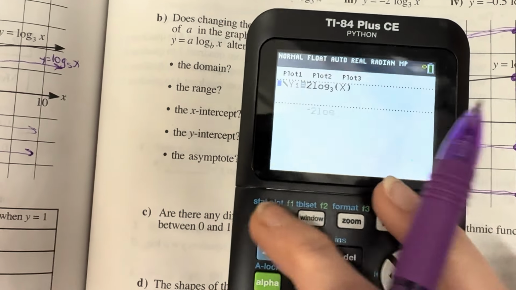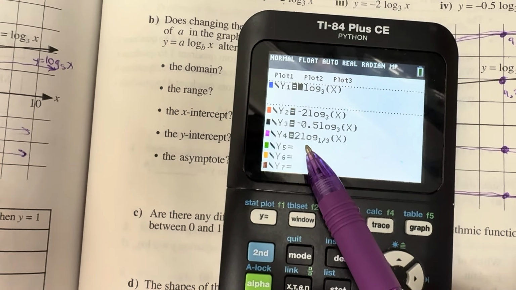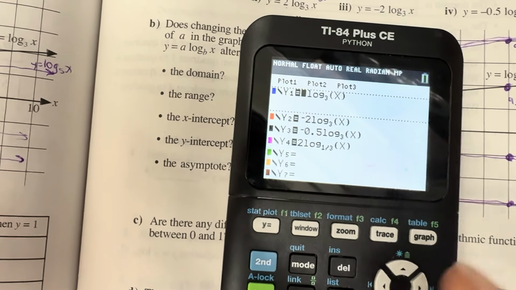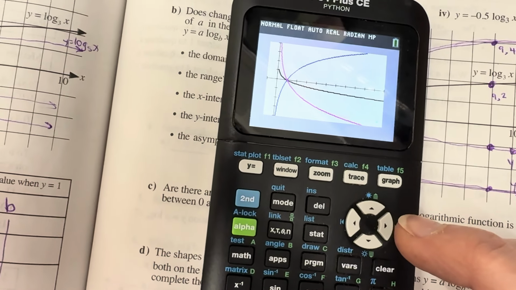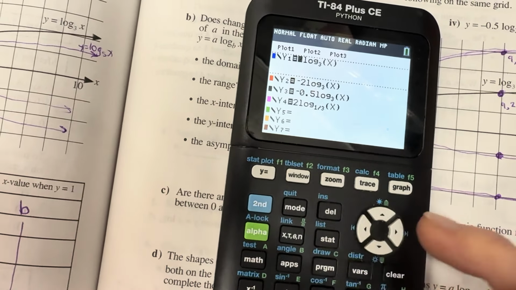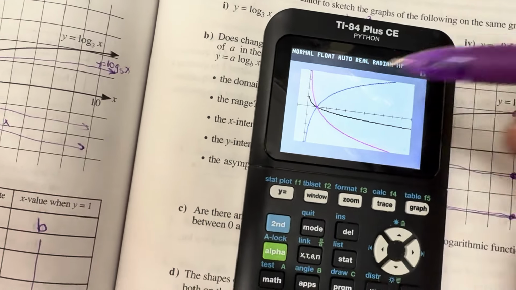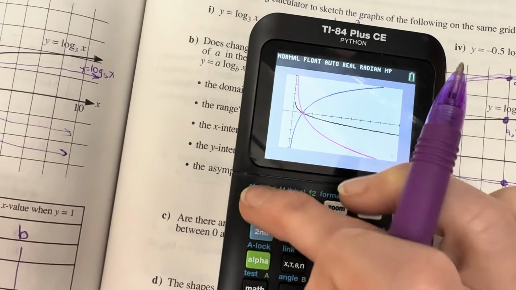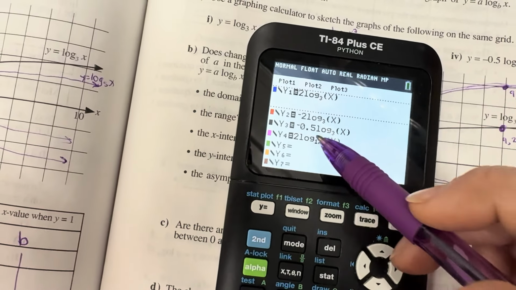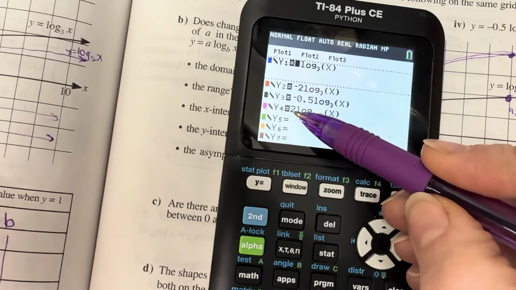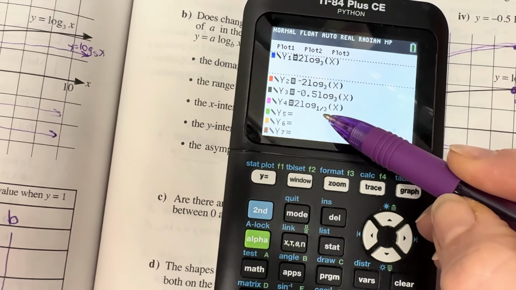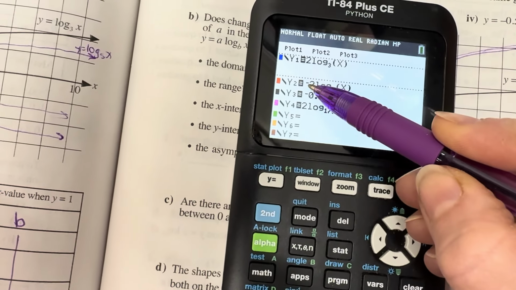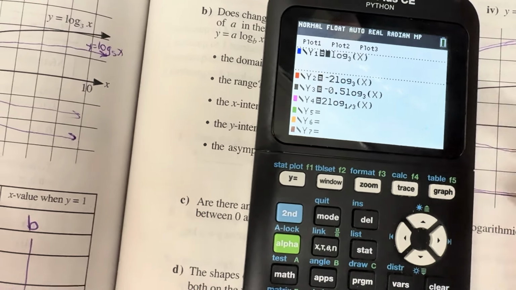And did I do that right? Twice log base 1/3 x. That's what we wanted to do, right? If the base, investigate. Okay, so let's just move my window out a bit. Wait, purple. Oh, it's right there. It's the same as this one right here. So it rewrote it from the red one. So 2 log 1/3 is the same as -2 log 3.